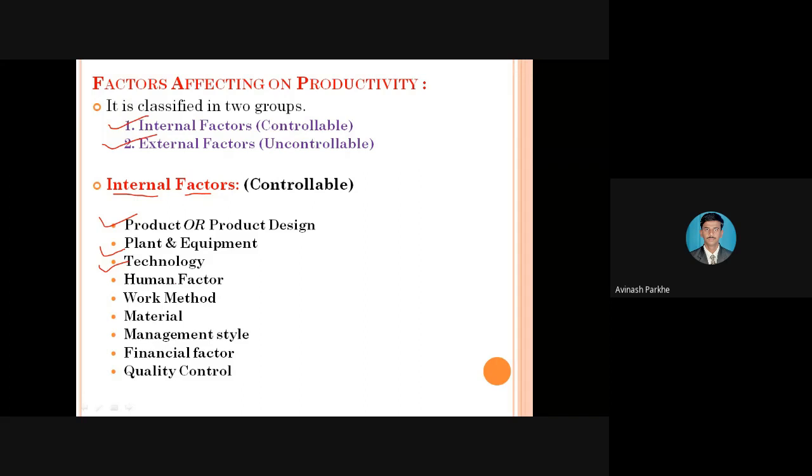Technology may be new technology or older technology. Whatever technology we are using, it also plays a very important role. In addition to that, in technology, one more point is also considered, which is material handling devices.